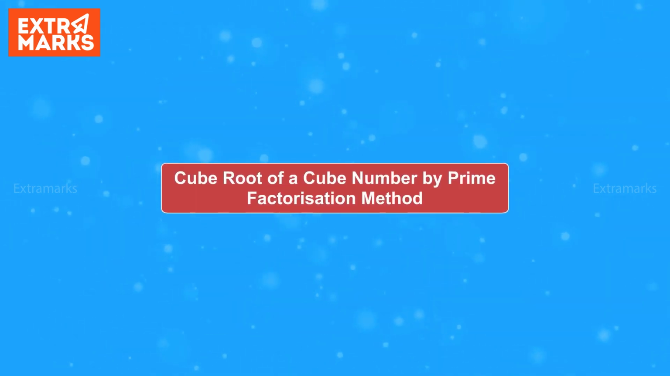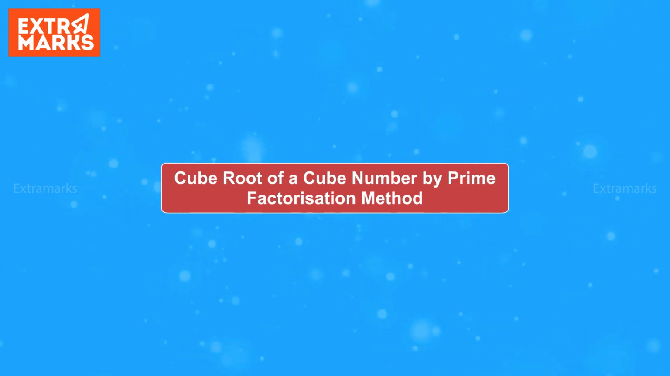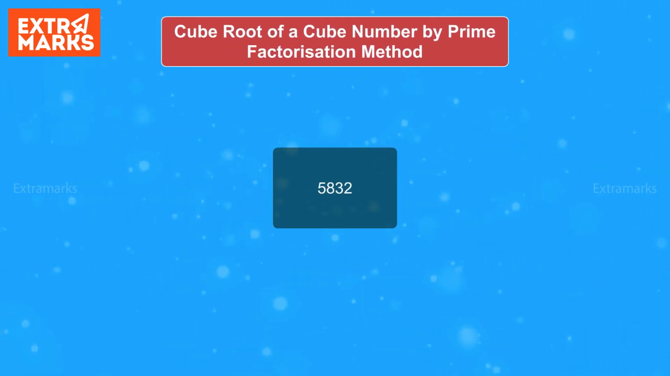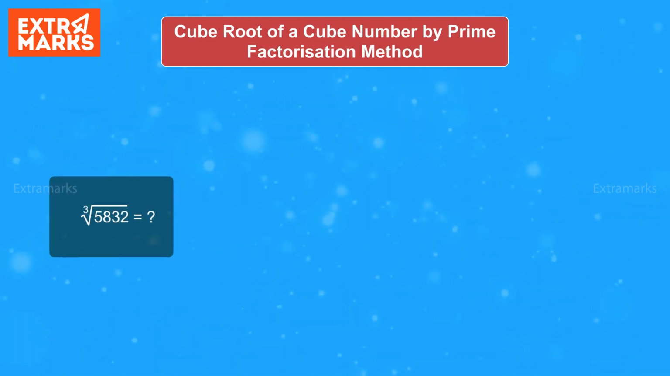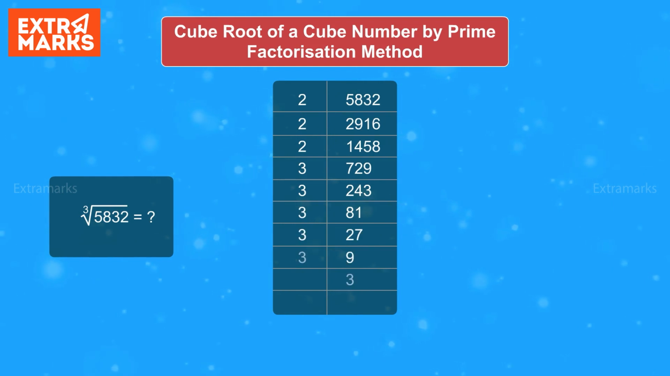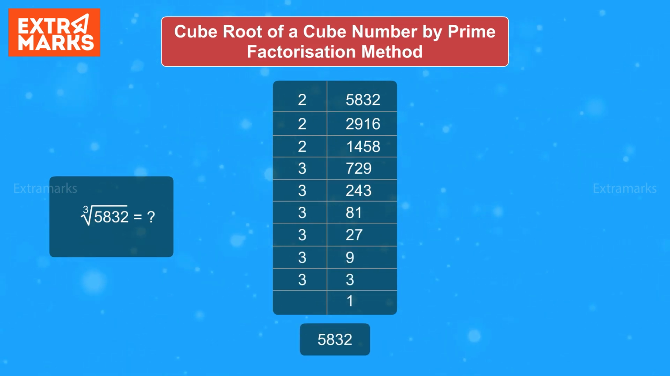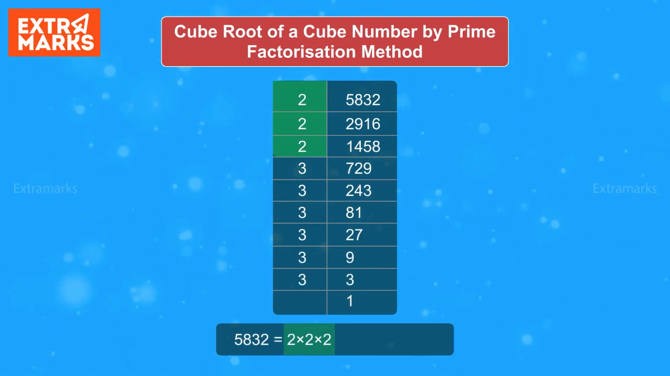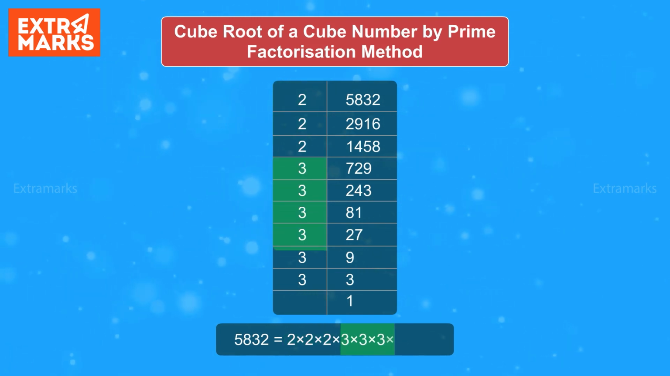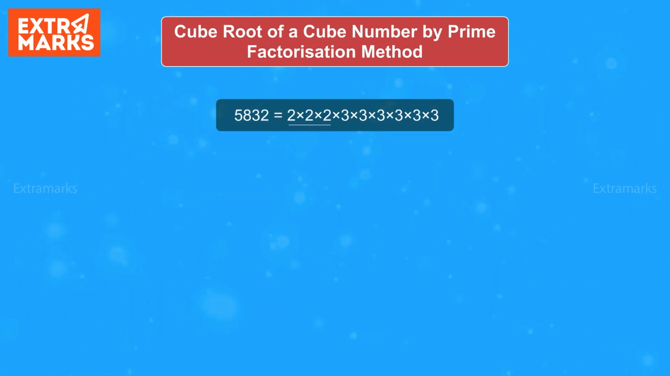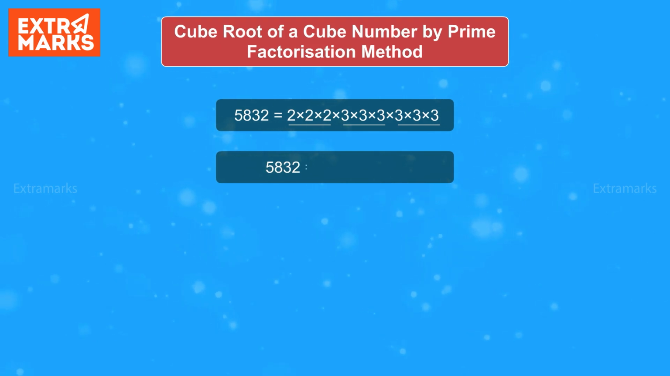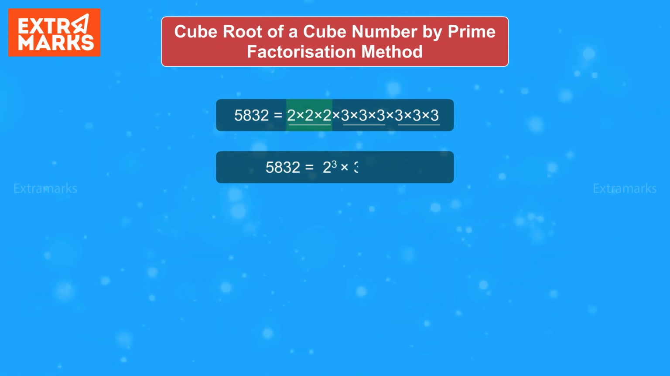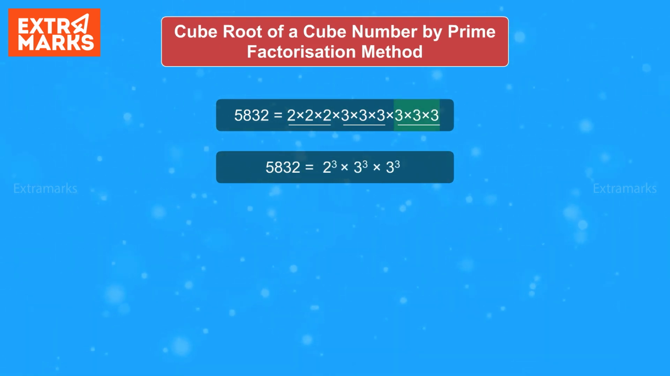Let us discuss some methods to find the cube root of a cube number. Take a number 5832 and find its cube root by prime factorization method. First, we find the prime factorization of this number. In this prime factorization, the factor 2 appears 3 times and the factor 3 appears 6 times. Now, arrange each prime factor in a group of 3 and write all the groups in exponential form. We get 5832 is equal to 2 cubed multiplied by 3 cubed multiplied by 3 cubed.